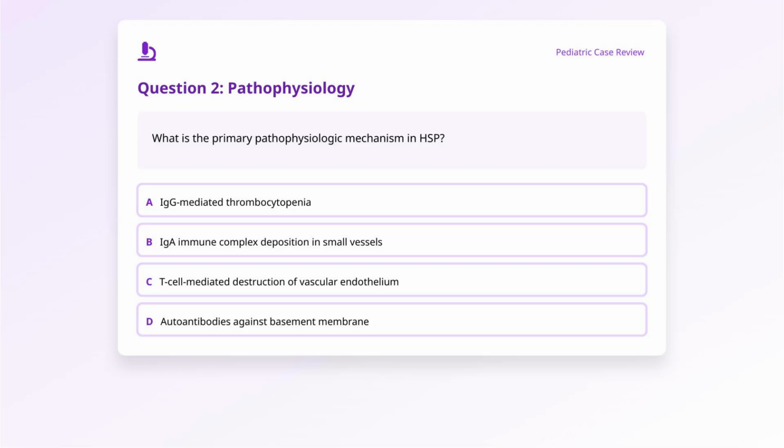A. Immunoglobulin G-mediated thrombocytopenia. B. Immunoglobulin A immune complex deposition in small vessels. C. T-cell mediated destruction of vascular endothelium. D. Autoantibodies against basement membrane.